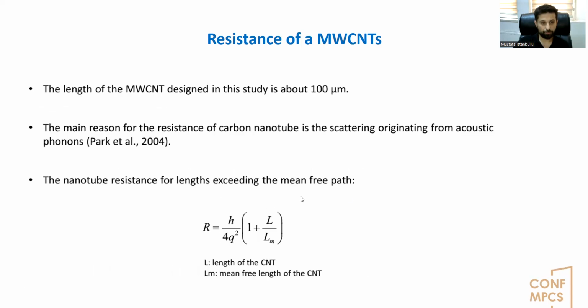The length of the carbon nanotube designed in this study is about 100 micrometers. This length is much larger than the mean free path of the carbon nanotube, and the main reason for the resistance of the carbon nanotube is the scattering originating from the acoustic phonons. The nanotube resistance for length exceeding the mean free path varies depending on its length, and the resistance is determined by h over 4q² times 1 plus L over L_m. Here, L is the length of the nanotube and L_m is the mean free path.